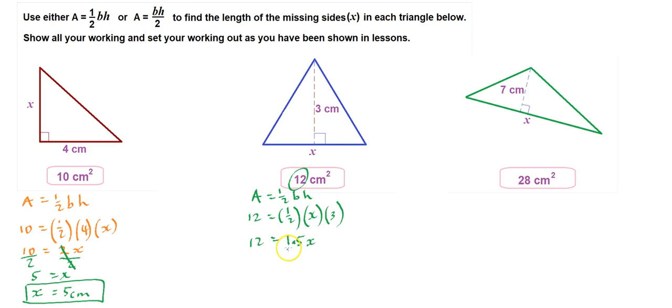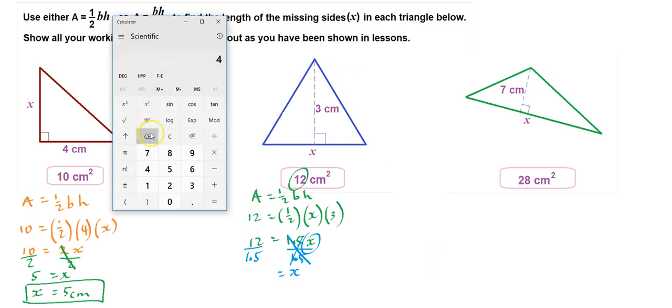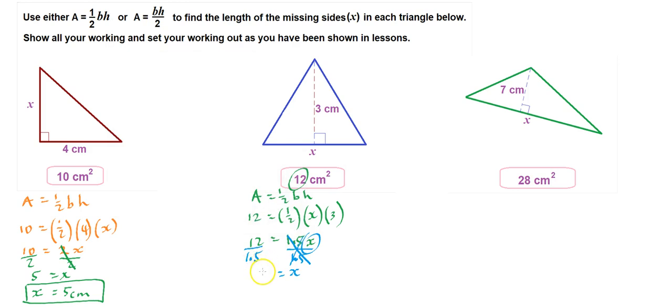So now I can cancel out 1.5. And I do the same to both sides, so I'm dividing by 1.5. That cancels out timesing by 1.5. I'm left with x on this side, and on this side, 12 divided by 1.5 is, I use my calculator, 12 divided by 1.5 equals 8. So according to my calculator, it's 8. And so x is equal to 8 units of measurement, centimeters. So that's the length of that side.